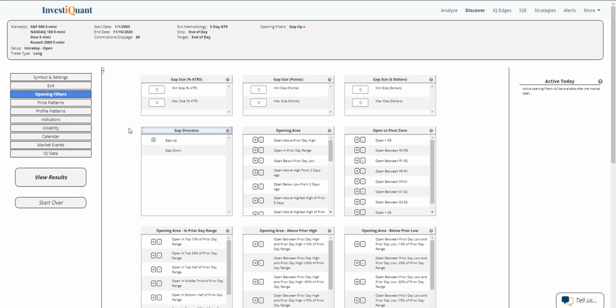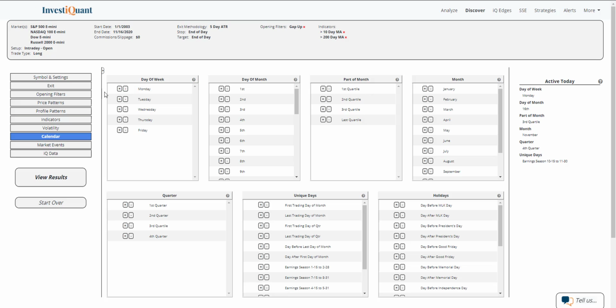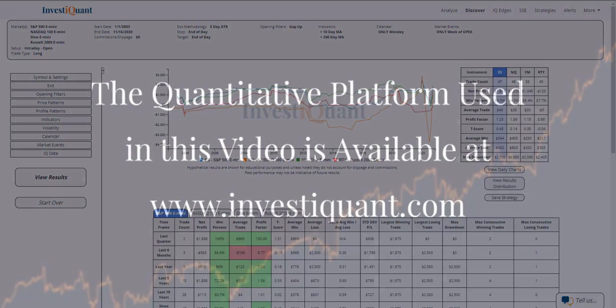And then next, I'm going to go into indicators, and I'm going to put us in a similar market environment of above a 10-day and above a 200-day simple moving average. Next, I'm going to go to the calendar section. I'm going to say that it is Monday. And lastly, I'm going to go to market events and say that it is the week of OPEX. And that's available right over here on the active today section. We've got week of OPEX. So I'm just going to click on that, and then I'm going to click view results.